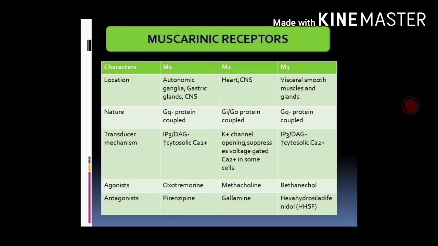The next type of cholinergic receptor are muscarinic receptors. There are actually 5 subtypes of muscarinic receptors: M1, M2, M3, M4 and M5. But M1, M2 and M3 are the major receptors, and the characters and functioning of the receptors are given in the slide.